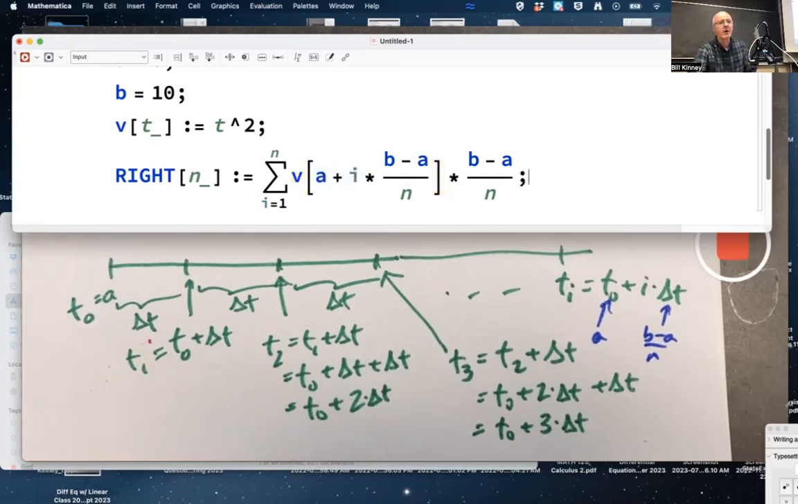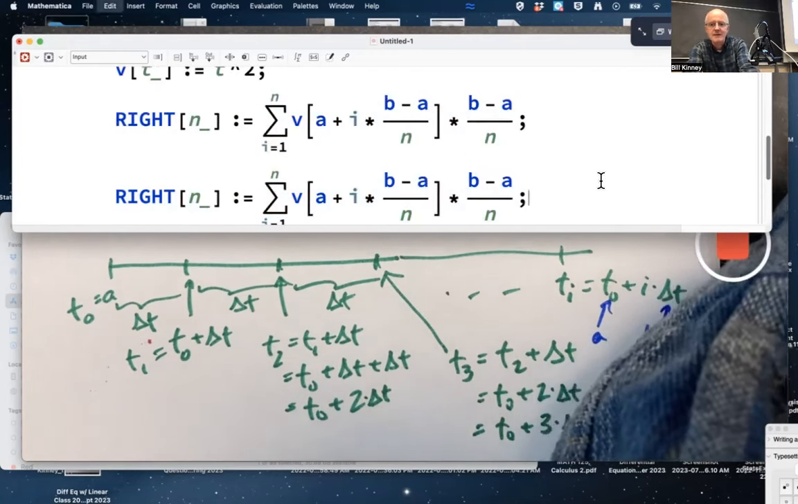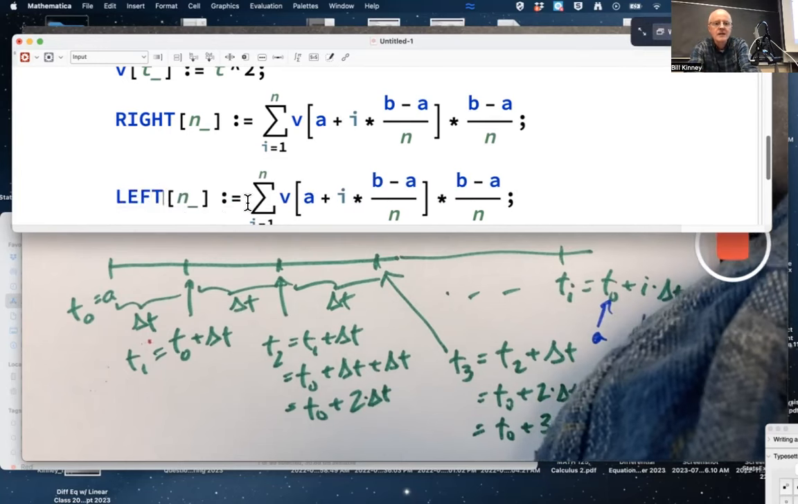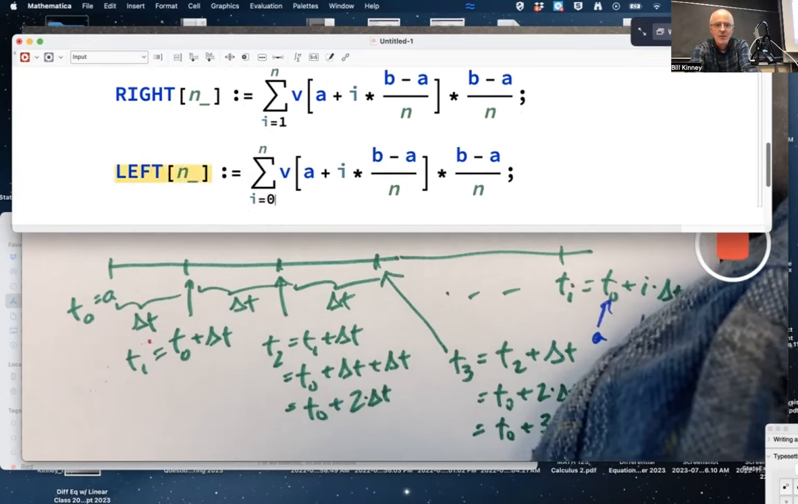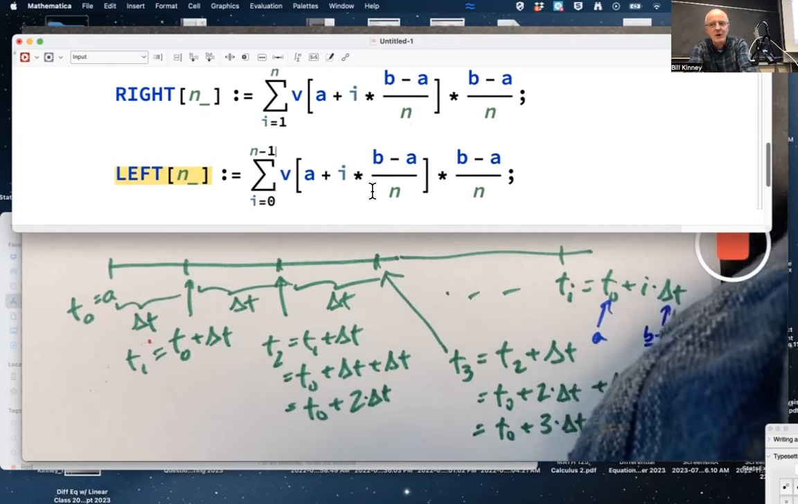This will work. This will program Mathematica to compute a right-hand sum. Let's also program Mathematica to compute a left-hand sum. I'll copy and paste this after the semicolon, change the word right to left, and start i at 0 instead of 1. I still need n terms, so if that's going to happen, I need an n minus 1 here instead of n.